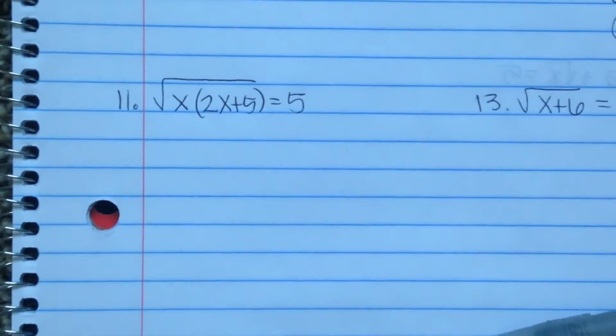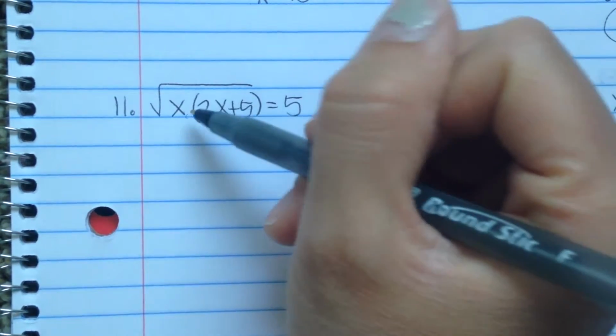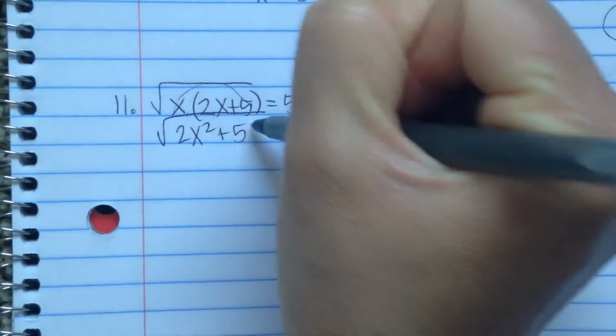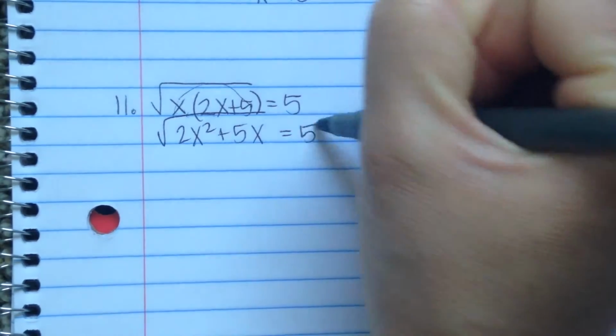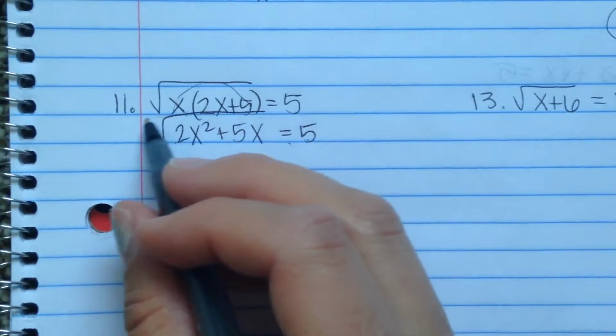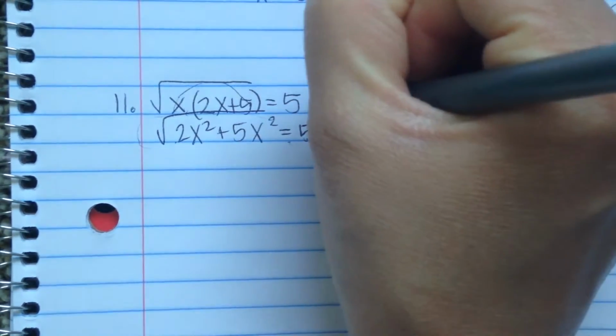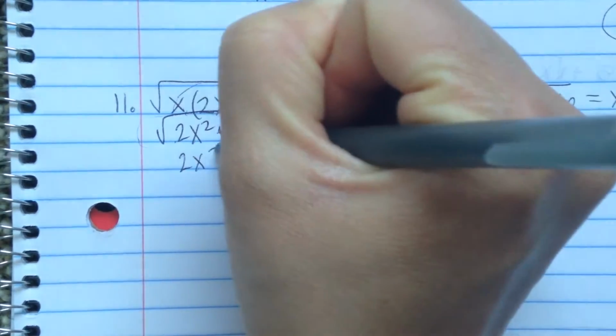Okay, the next one is number 11. First, they just make it look more confusing, but it's not a big deal. You just have to multiply the x through. So we'll have 2x squared plus 5x equals 5. Okay, so I have a square root and then equals 5. So the square root is alone. Then I can just square both sides, and that takes off the square root.